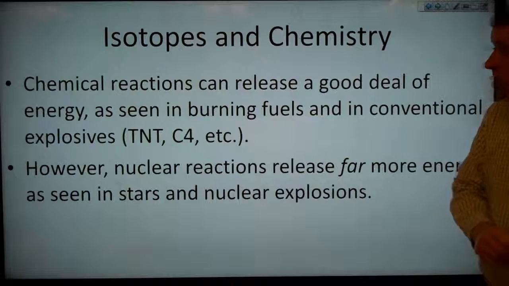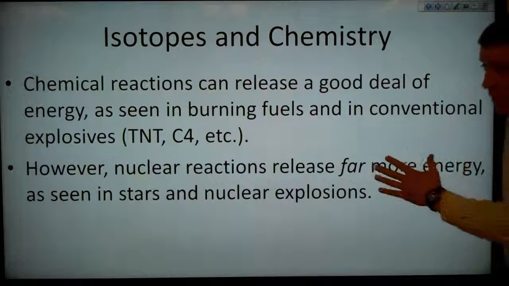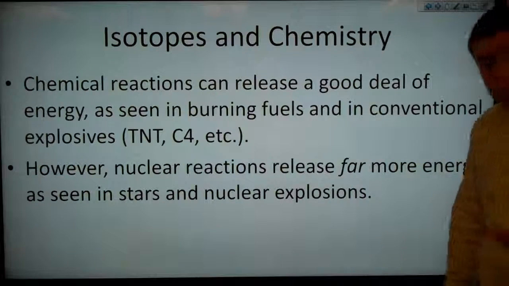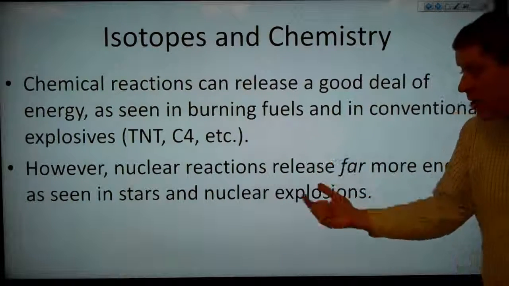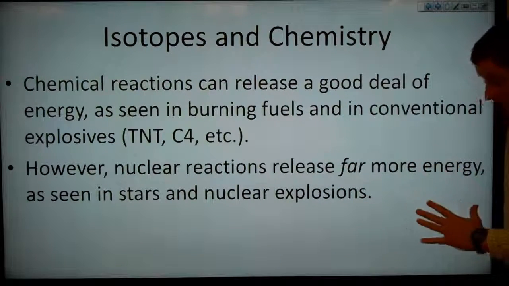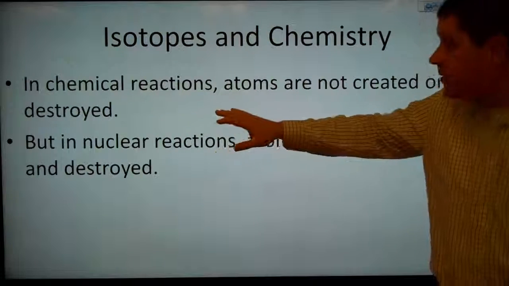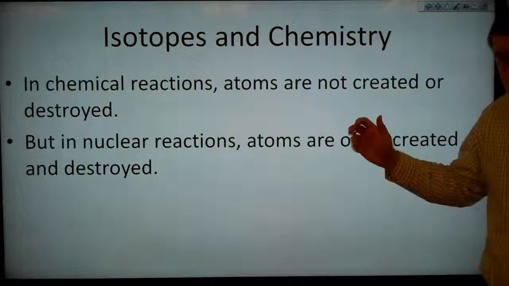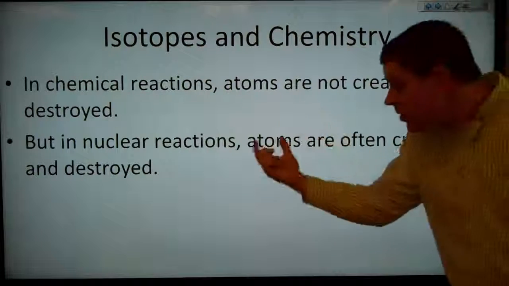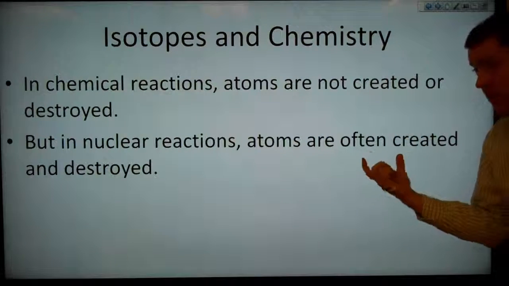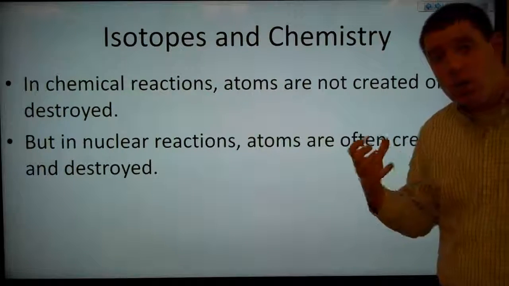Now, chemical reactions can release a good deal of energy, as seen in the burning of fossil fuels and conventional explosives like TNT, trinitrotoluene, C4, plastic explosives, and so on. But nuclear reactions release far more energy, as seen in stars and nuclear explosions. In chemical reactions, atoms are not created or destroyed, they're just rearranged. We just rearrange the bonds between atoms. But in nuclear reactions, atoms are often created or destroyed, nuclei are changed, and this involves huge amounts of energy.